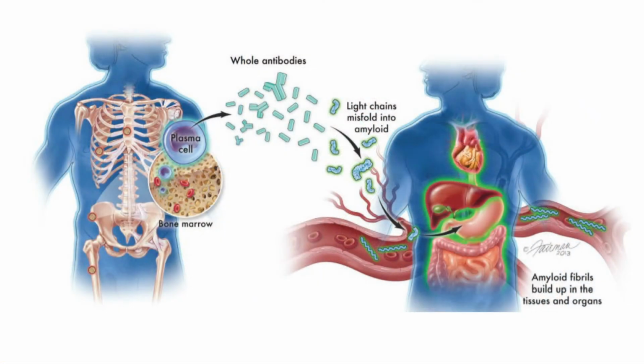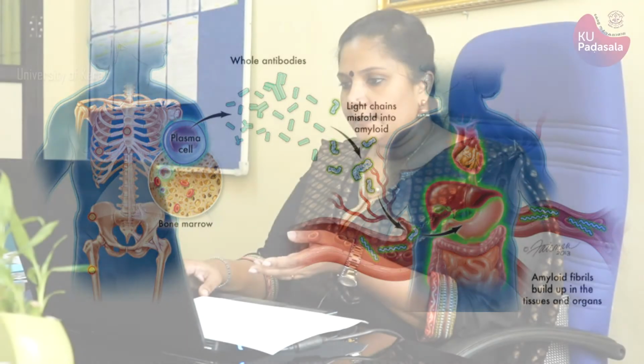In this picture, you can see how the plasma cell proliferation occurs and how the antibodies would misfold and form the amyloids, which would deposit in the gastrointestinal tract, the heart, and even the liver. Now, we will look into a clinical case that has been reported very recently.